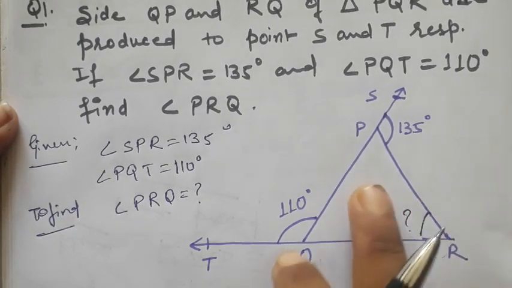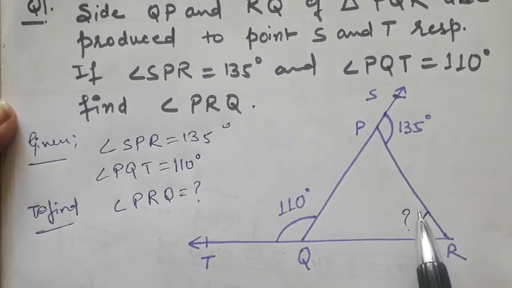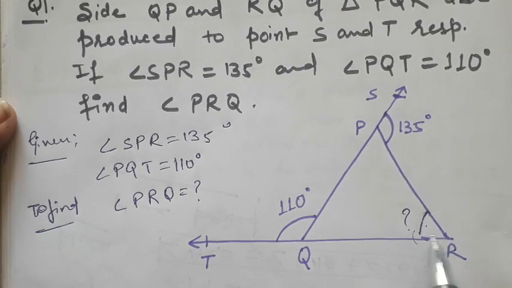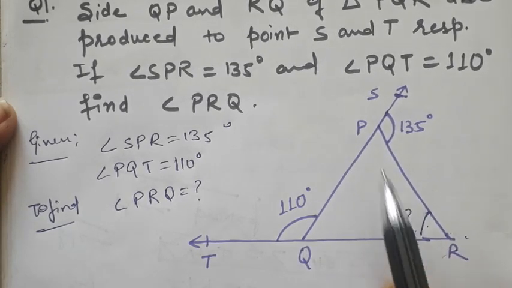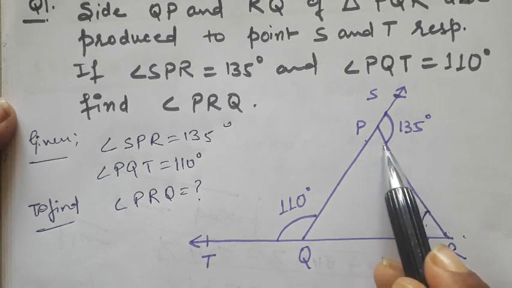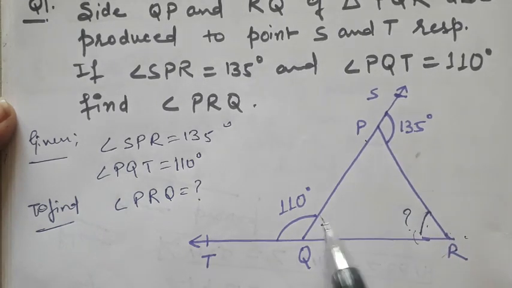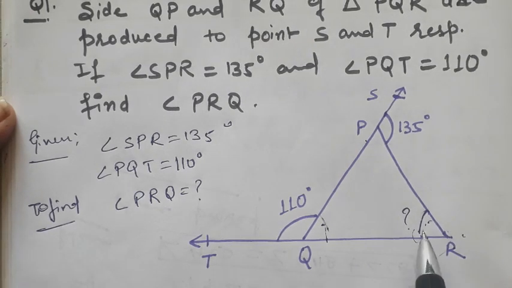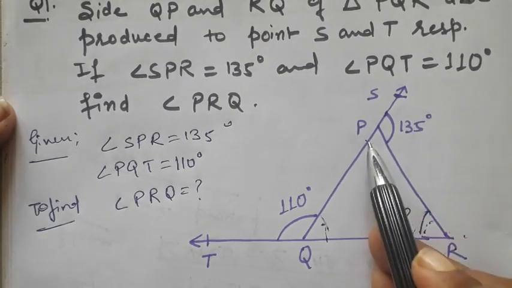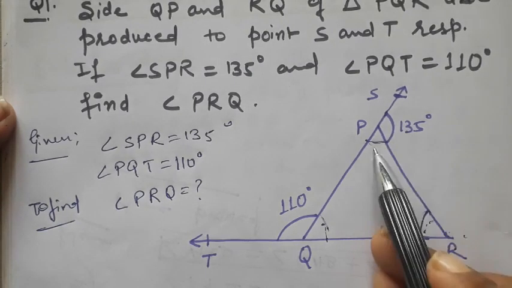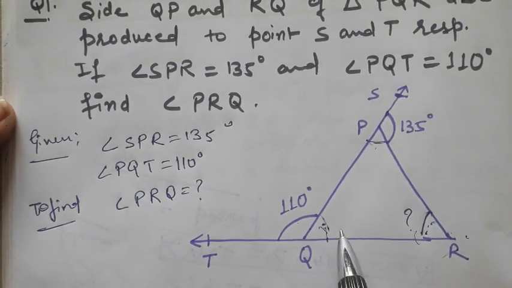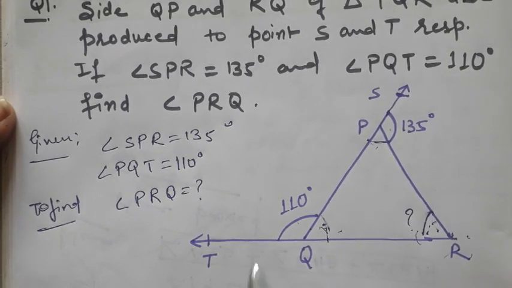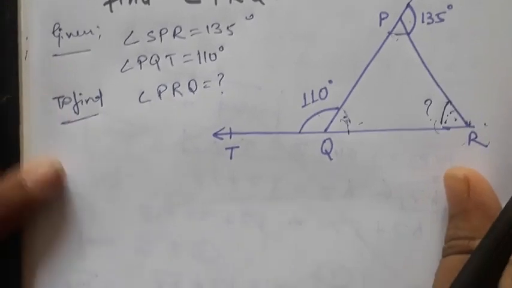See, SPR is given and our target is to get this. First of all, we have to see that this angle is confined in this triangle, that is PQR. If we are able to find this angle, we can easily find this angle with the help of the angle sum property. So what should our target be? We find this by linear pair, again this by linear pair, and afterwards by the angle sum property we get PRQ. Let's move to the procedure.